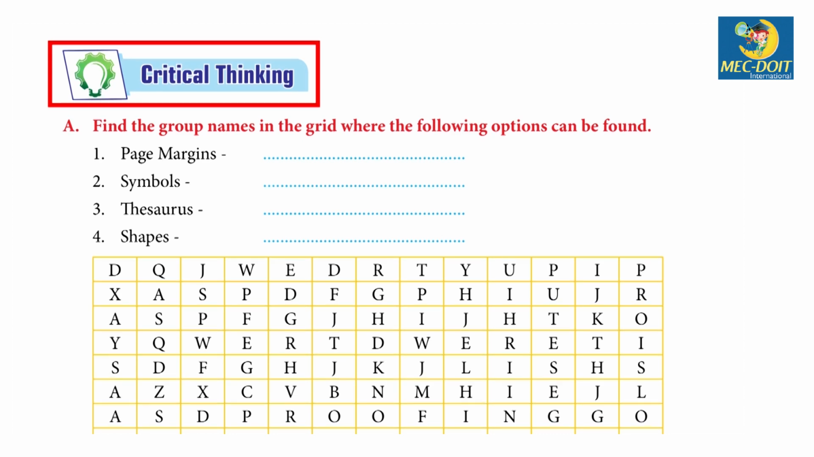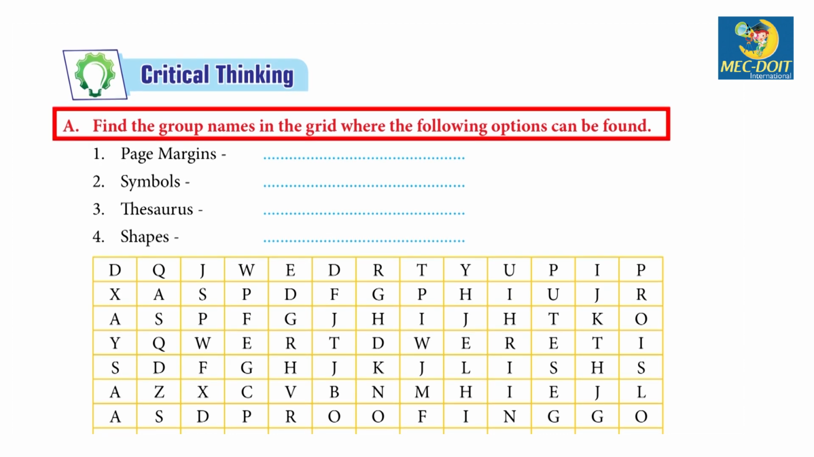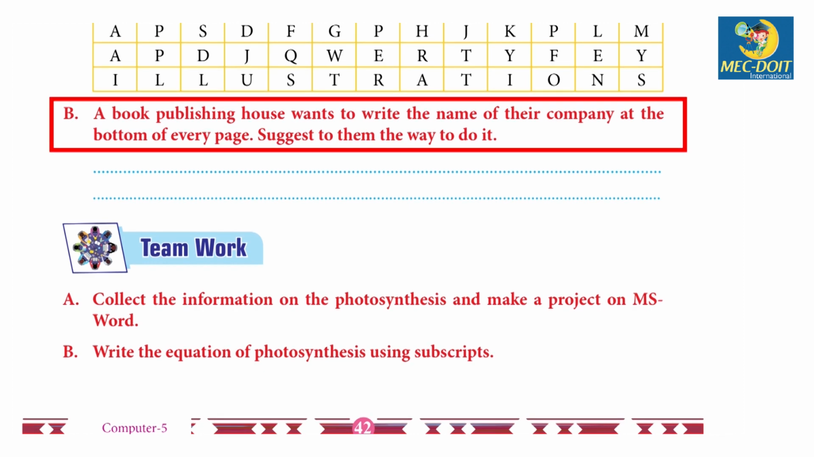Critical thinking. A. Find the group names in the grid where the following options can be found. Answer: Do it yourself. B. A book publishing house wants to write the name of their company at the bottom of every page. Suggest to them the way to do it. Answer: Write the firm name in a document with the formatting you want it to have. Choose the business name, press Alt plus F3. Change the text in the name field to a brief mnemonic for your business name, such as the initials of the organization. Pick AutoText from the gallery drop-down menu.